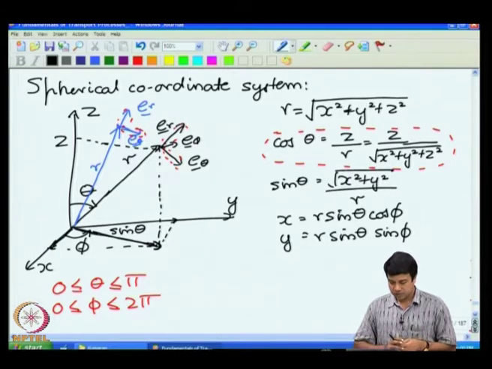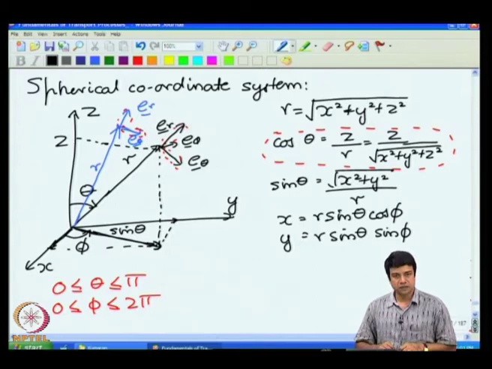As I told you, cos theta is given by z by r, where r is square root of x square plus y square plus z square. So, the maximum value that cos theta can have varies between -1 and +1. It is +1 if the point is along the positive z axis, and -1 if it is along the negative z axis. So, cos theta varies from 1 to -1, which means that theta varies from 0 to pi. Theta is the azimuthal angle.